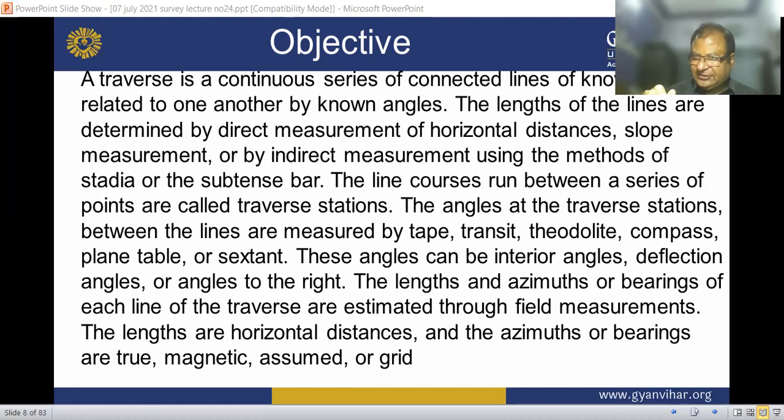The length and azimuth or bearing of each line of the traverse are determined through field measurement, and the horizontal distance and azimuth or bearing may be true, magnetic, assumed or grid.